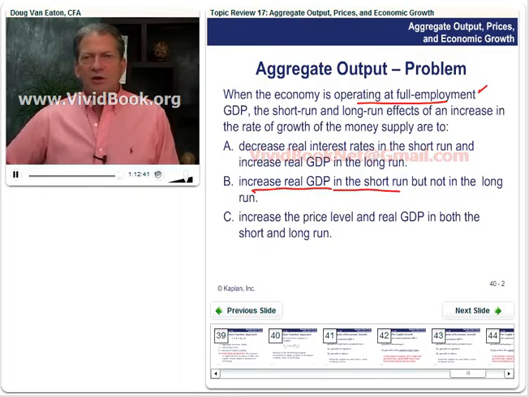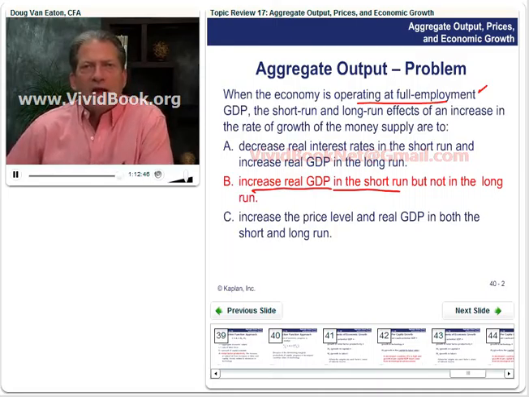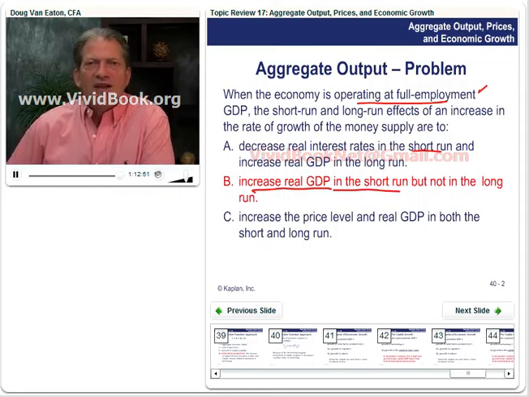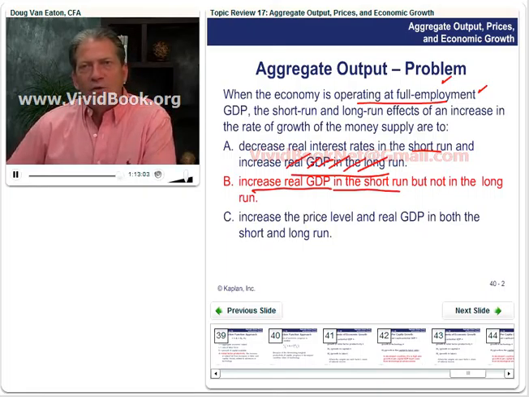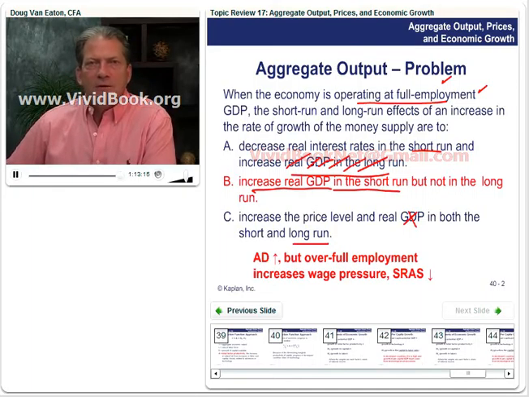So B, I think, is our correct answer. Let's make sure. Yeah, it's the right answer. What's wrong with A? Decrease real interest rates in the short run? Yeah, that's fine. Increase real GDP in the long run? No, no, no, no, no. You can't increase real GDP by printing money, not when you're starting at full employment. And C says increase the price level and real GDP in both the short and long run. Well, that's wrong here, because in the long run, we aren't going to increase real GDP.